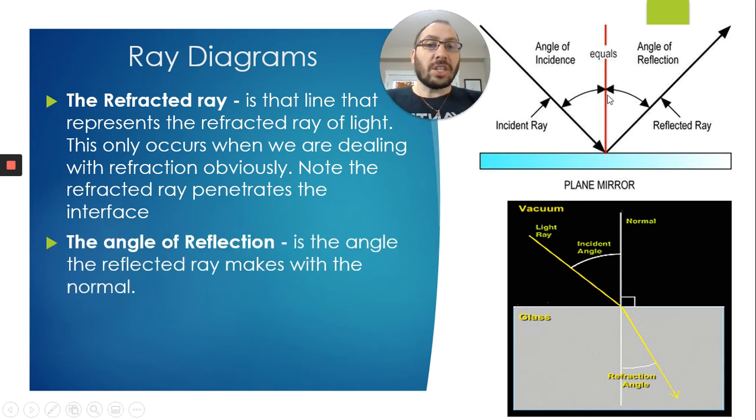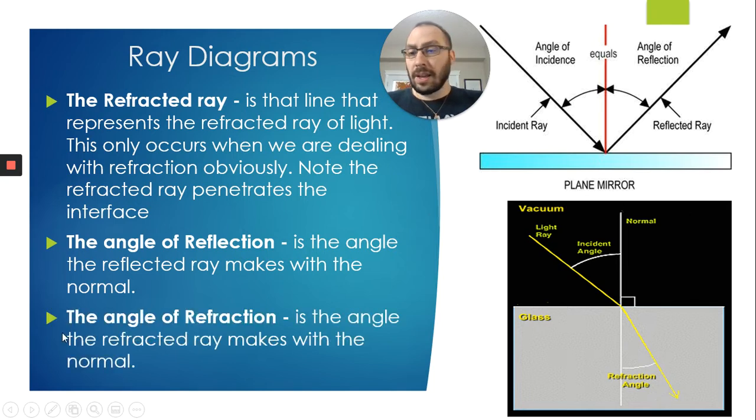The angle of reflection, very similar to the angle of incidence, is the angle that the reflected ray makes with the normal. So you can see it's right here. And again, very important that you measure it from the normal to the ray, to the line. And then the angle of refraction, again, same thing. It is the angle from the refracted ray to the normal. Very, very, very important to remember those.